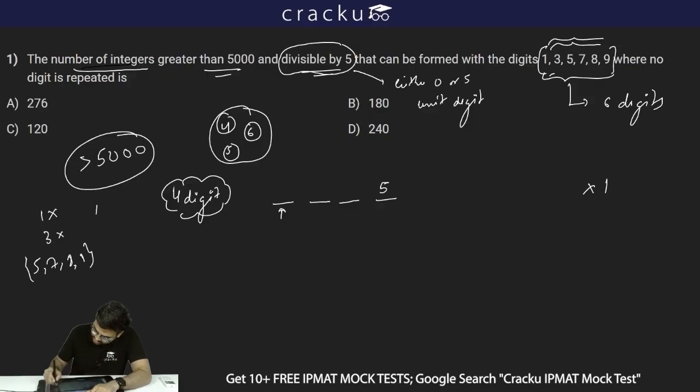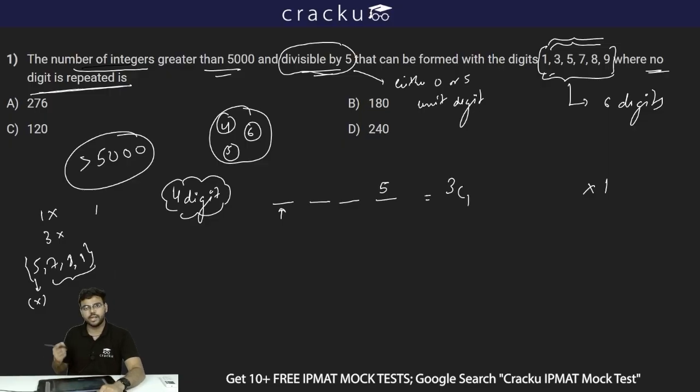But it is also given that no digit is repeated. Now 5 we have already chosen as the last digit, so 5 can be cancelled. We cannot take 5 as the first digit, because the digit will be repeated. So there are only 3 options for the first digit: either 7, 8 or 9. So the number of ways for filling the first digit is 3C1. Out of 7, 8 or 9 we have to choose one digit. Now we are left with the second and third digits.